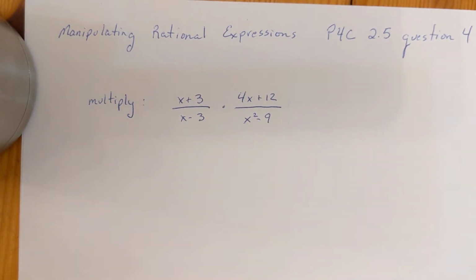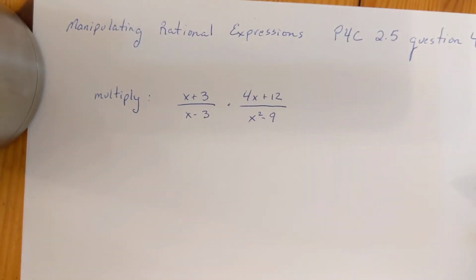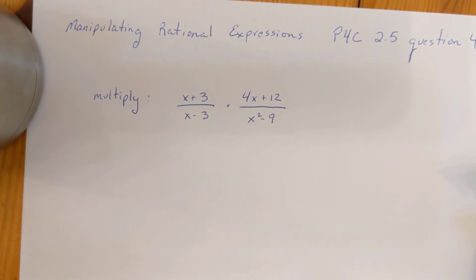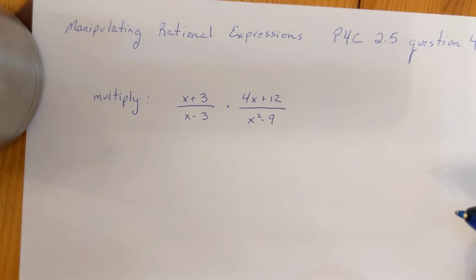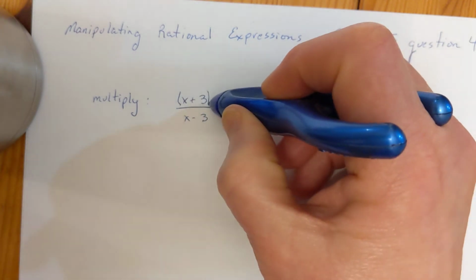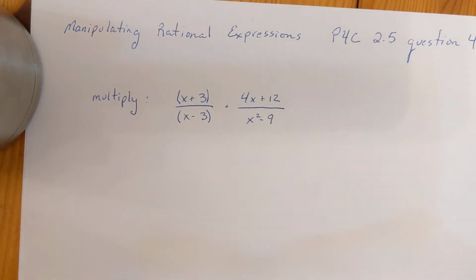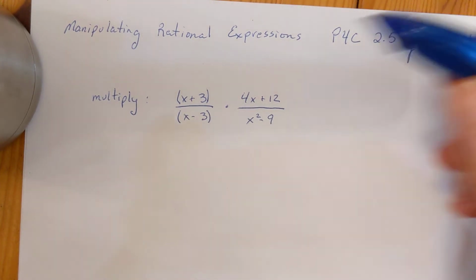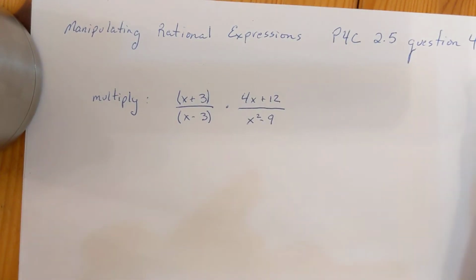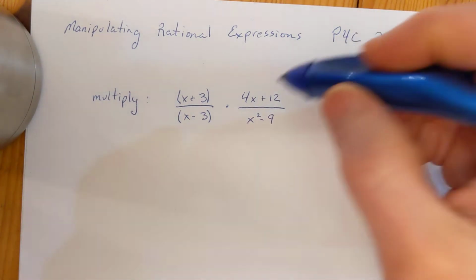This first way, they're asking me to multiply. So when combining algebraic fractions or rational expressions, it is critical to factor and simplify before you multiply. So x plus 3 is already prime. X minus 3 is already prime. I can't factor either of those. I did put parentheses around them.